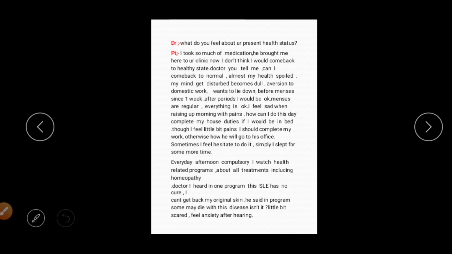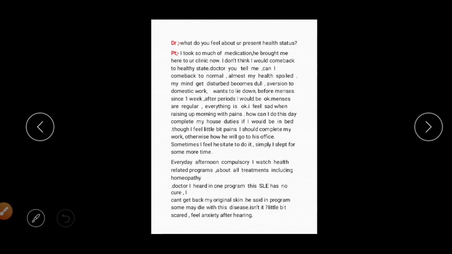I think otherwise, how will he go to his office? Sometimes I feel hesitant to do it. Simply slept for some more time. Every afternoon compulsorily I watch health related programs about all treatments including homeopathy, Ayurveda, allopathy, the other health programs coming on the television. Doctor, I heard in one program, you tell me, the SLE has no cure.